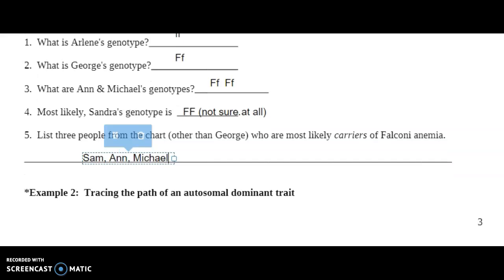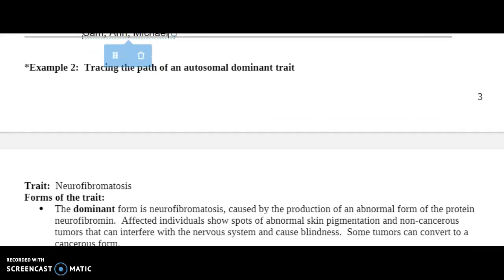Example 2, tracing the path of an autosomal dominant trait. So this time it's dominant. The trait is neurofibromatosis. A dominant form of neurofibromatosis is caused by the production of an abnormal form of the protein neurofibromin. Affected individuals show spots of abnormal skin pigmentation and non-cancerous tumors that can interfere with the nervous system and cause blindness. Some tumors can convert to a cancerous form.